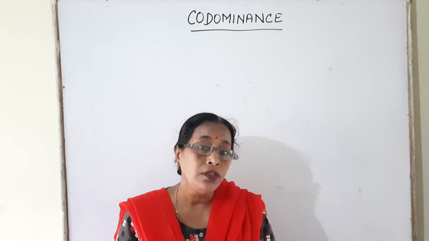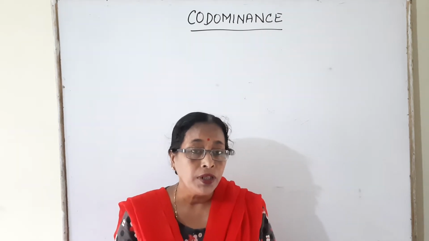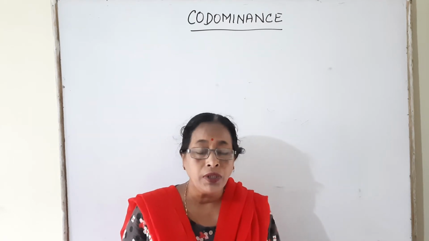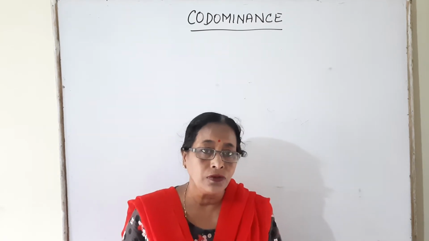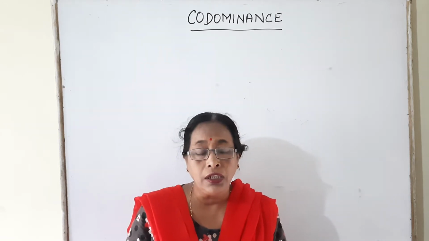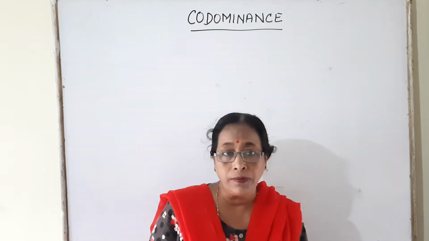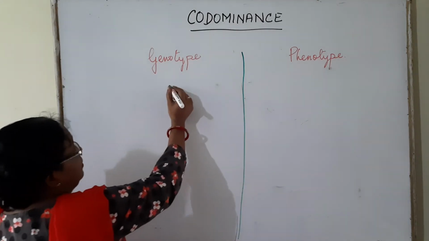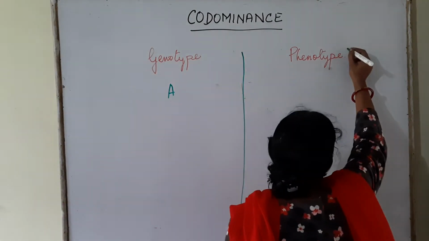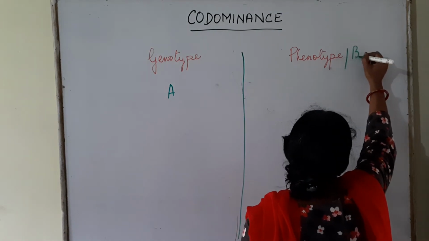Although there are 3 different allelic forms, every individual possesses 2 of them. We can make 6 different combinations of genotypes from these 3 allelic forms. Let us see the table. Now this is genotype and phenotype, or we can say the blood group.